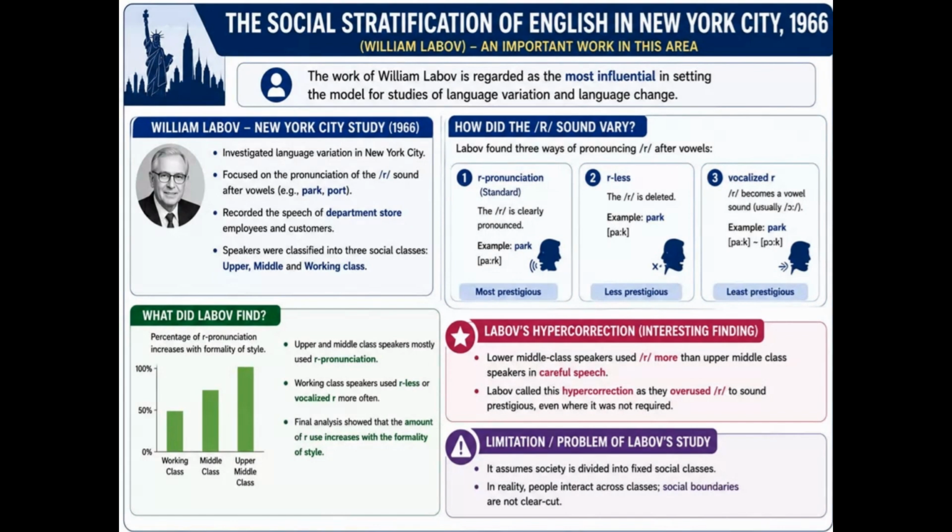Upper class speakers, Saks, pronounced the R sound more clearly. Middle class speakers, Macy's, also pronounced R, especially when speaking more carefully. Working class speakers, S. Klein, were least likely to pronounce R clearly. An interesting finding was that middle class speakers increased their use of R the most when asked to repeat themselves. This is called hypercorrection because they were trying to use the prestigious pronunciation. According to him, variation is systematic and closely related to society.